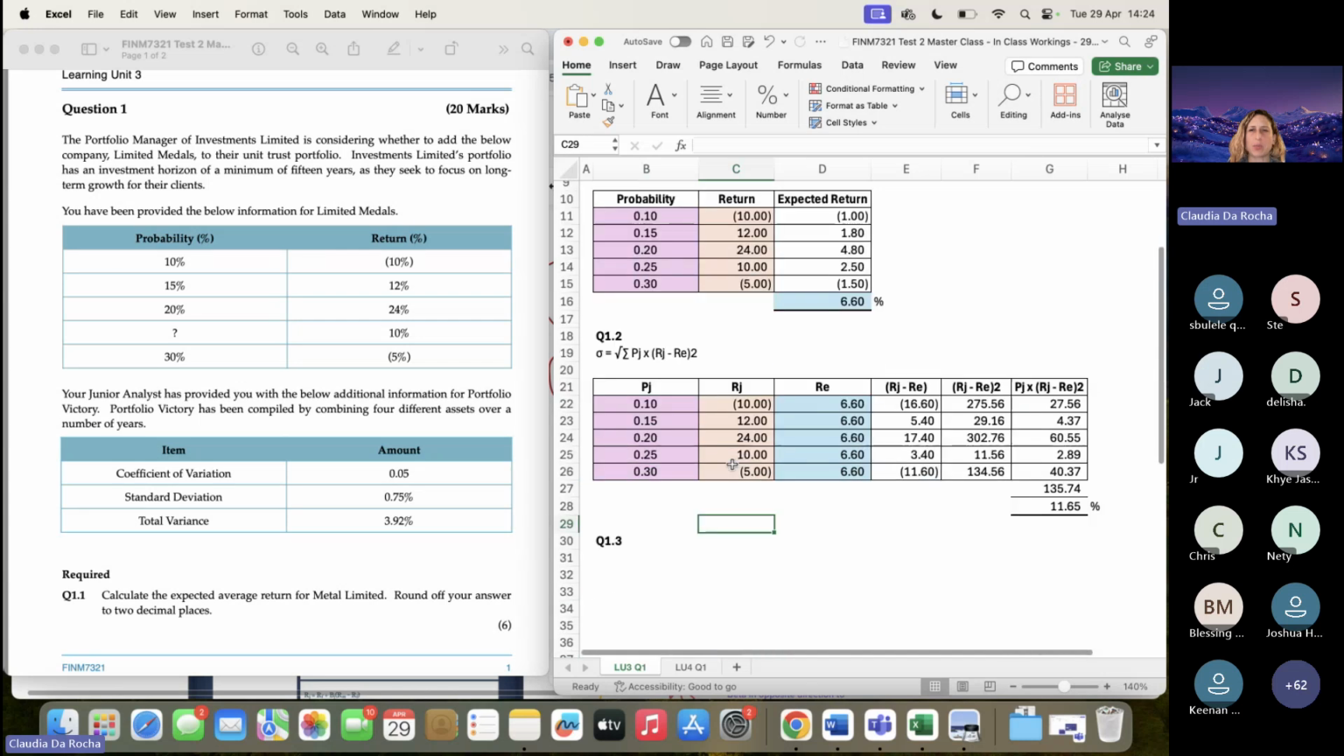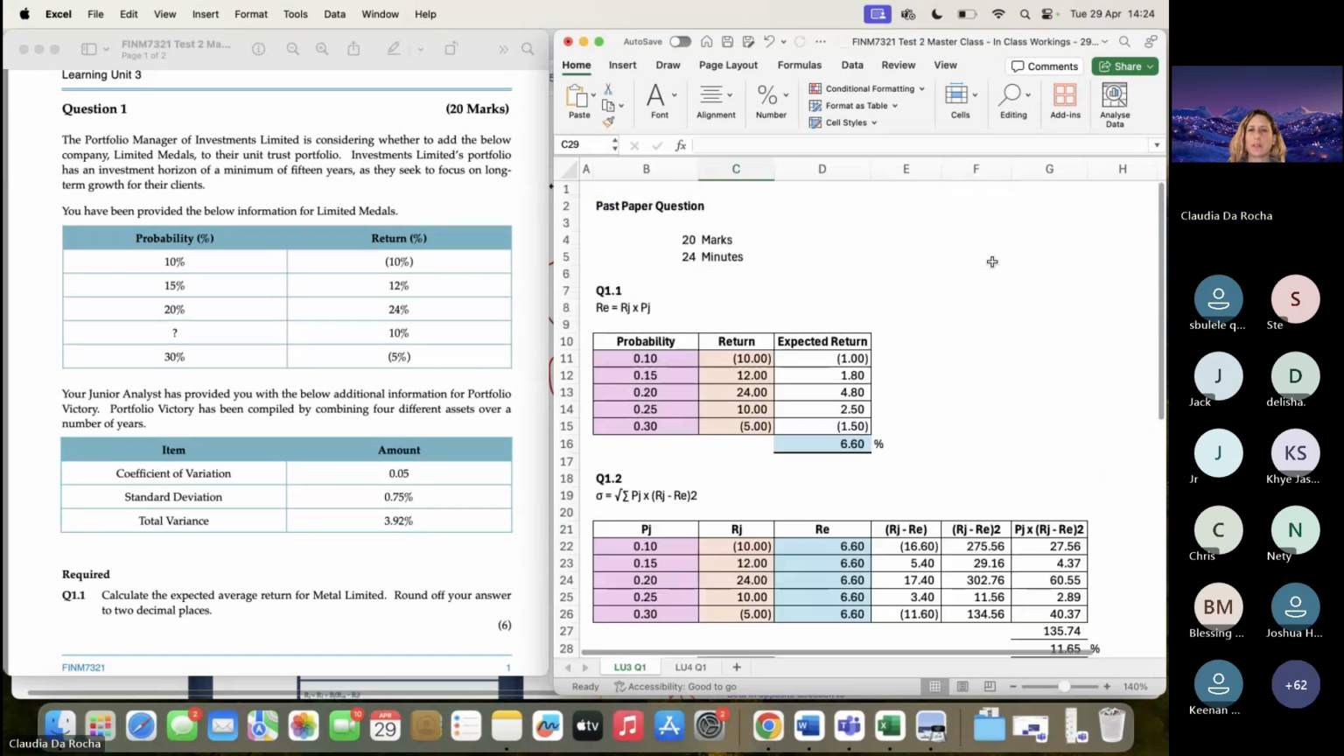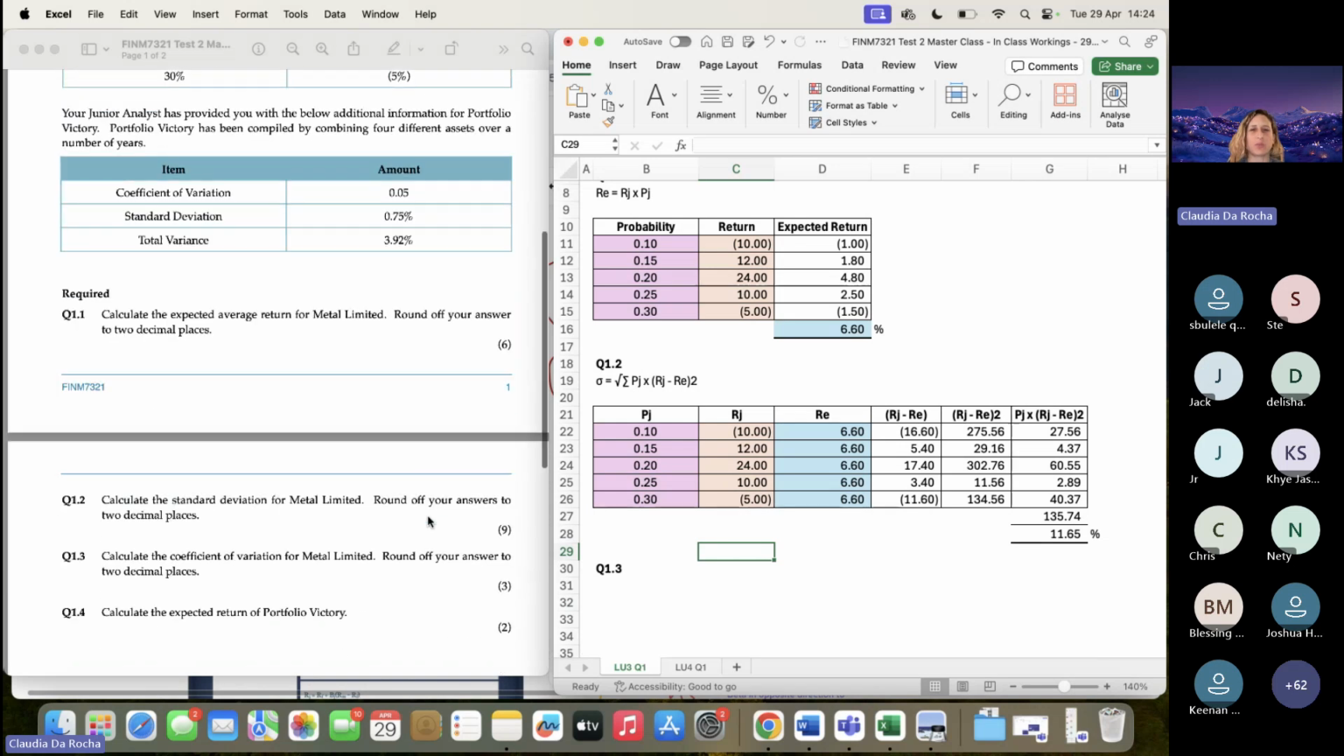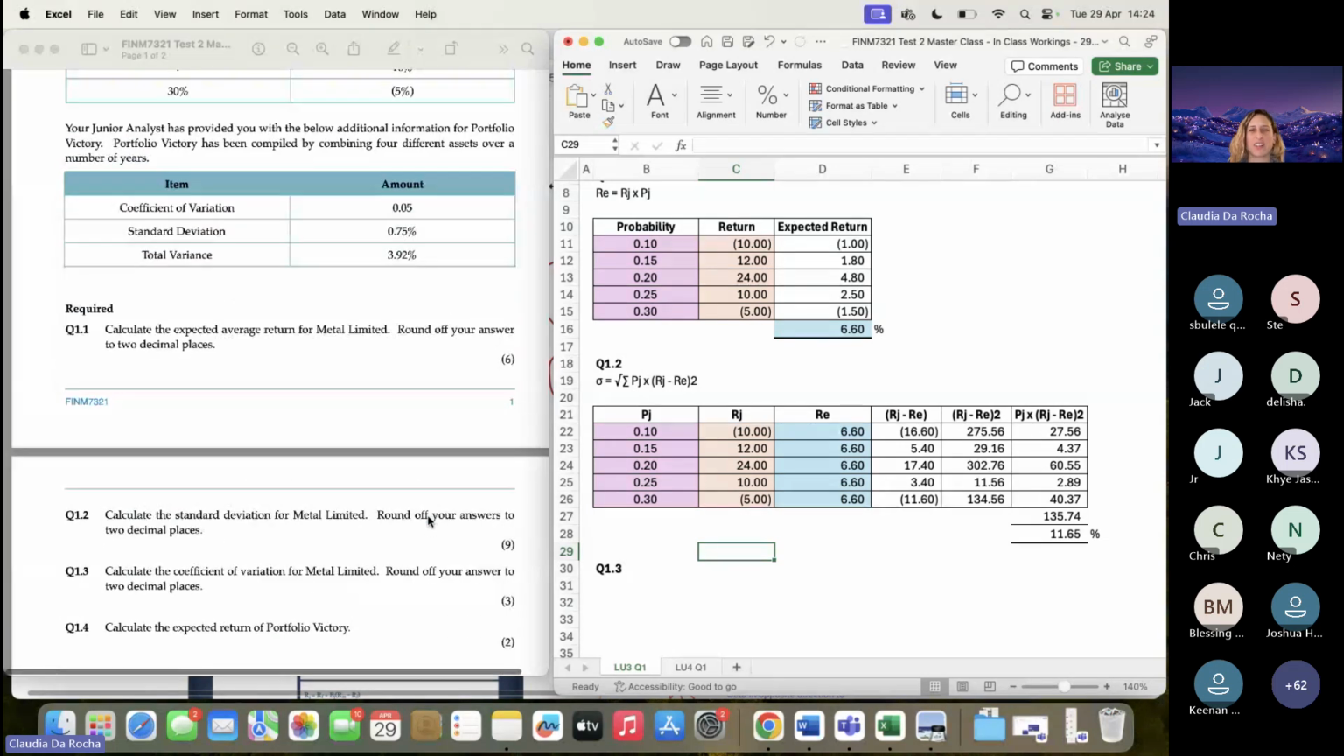So someone is saying they can only see 1.1. Oh, you mean the rest? I get what you mean. There we go. Does that help? I'm with you now. 1.2. Calculate the standard deviation. Happy?